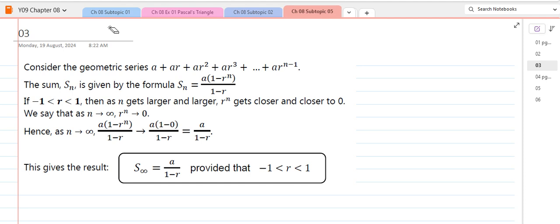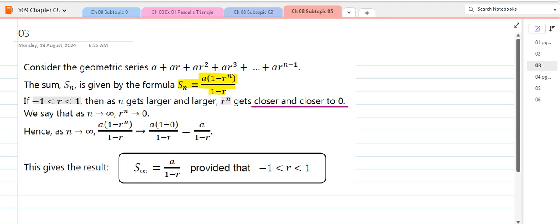Now consider this geometric series for the general formula. It will be a, then a times r is ar, then ar squared, and so on until you get to ar to the power of n minus 1. The formula that we learned previously for the sum of a geometric series is a(1 minus r to the power of n) over 1 minus r. If r is between -1 and +1, and you make the power larger and larger, then r to the power of n will get closer and closer to 0.